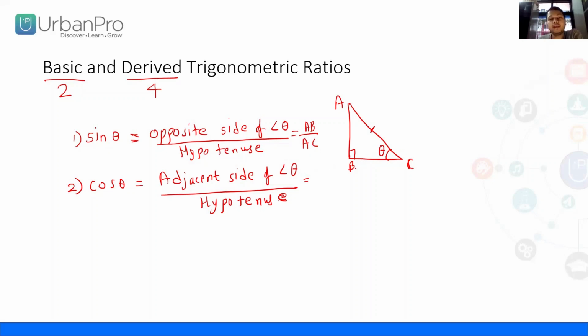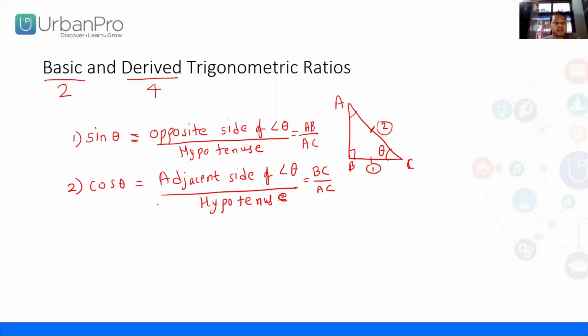Now the adjacent side of angle theta. There are two sides adjacent to angle theta: one is BC and the second one is AC. Many students get confused about this adjacent side. So always remember AC is the hypotenuse, so don't take that as the adjacent side. Always we should take BC, or if we are considering angle A, then we should take AB. Don't take the hypotenuse. So the adjacent side of angle theta will be BC, and the hypotenuse will be AC. So these are the two basic ratios.